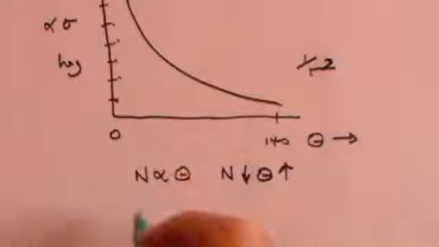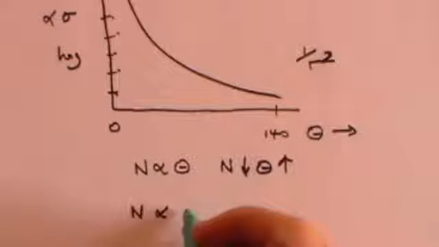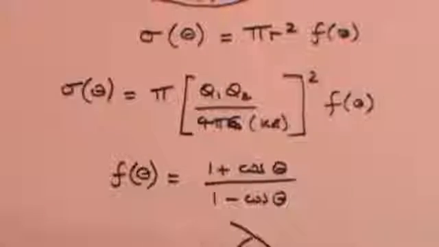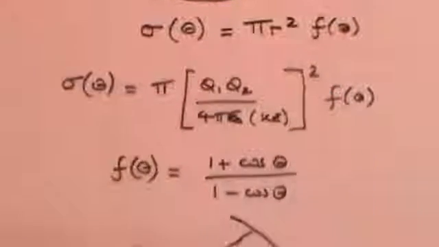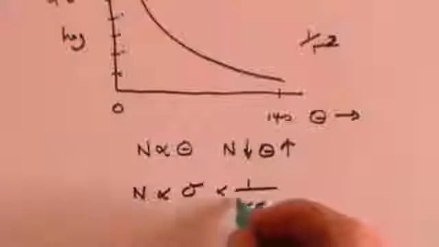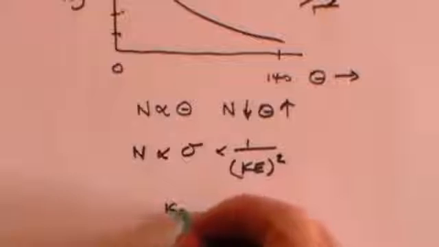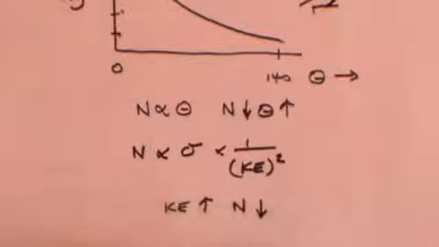Now we said that n, the total number that you detect of alpha particles scattered through a particular angle, is proportional to the cross-section for that angle. And we've already shown that the cross-section for that angle is proportional to 1 over the kinetic energy squared. So we know that the cross-section is proportional to 1 over the kinetic energy squared. And what that tells us is that as the kinetic energy increases, so the number that you would detect at any given angle will decrease. And it's that principle that leads to the next experiment.